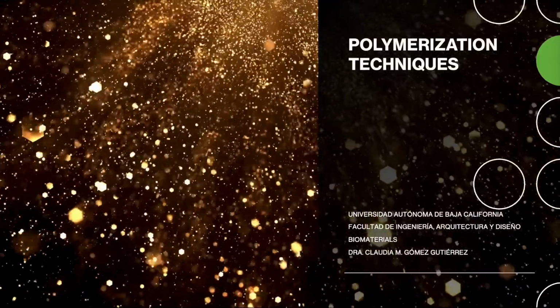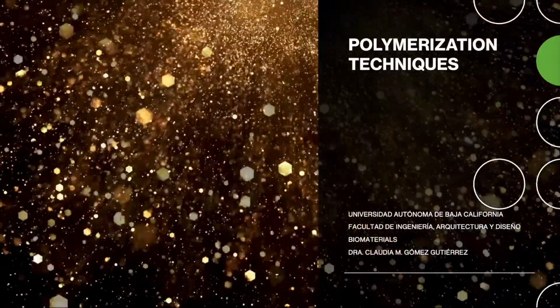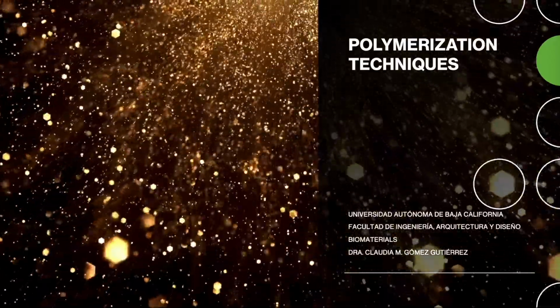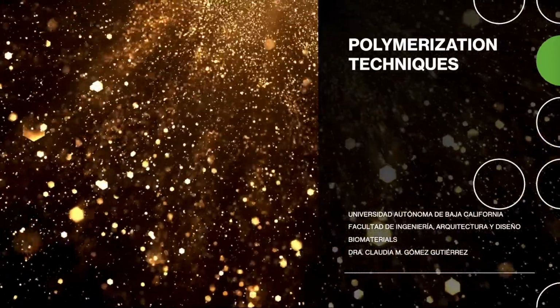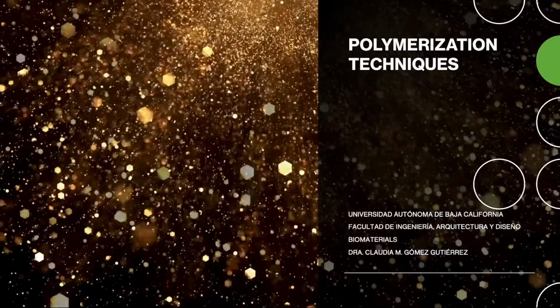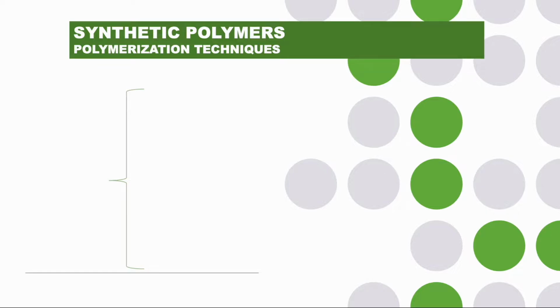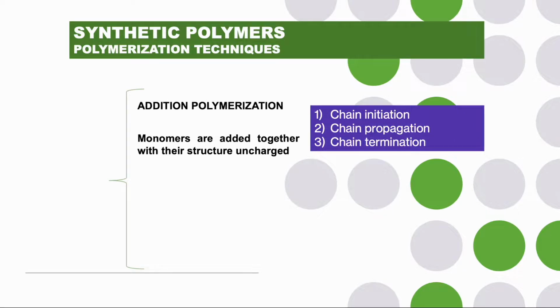The mechanism of polymerization used in the synthesis of polymers allows for the classification of the latter into two major classes, namely, addition and condensation polymers. In addition polymerization, also called chain reaction polymerization, monomers are added together with their structure unchanged. This polymerization technique consists of three steps: initiation, propagation, and termination.